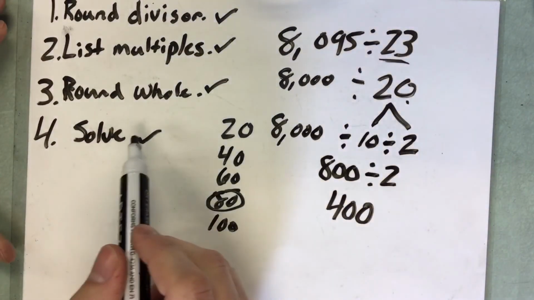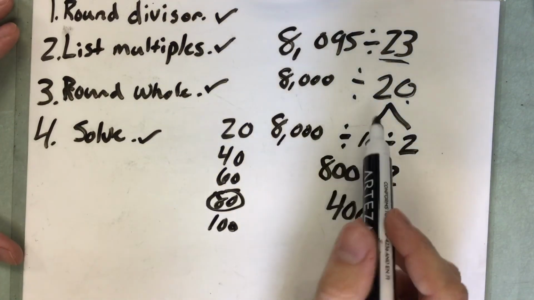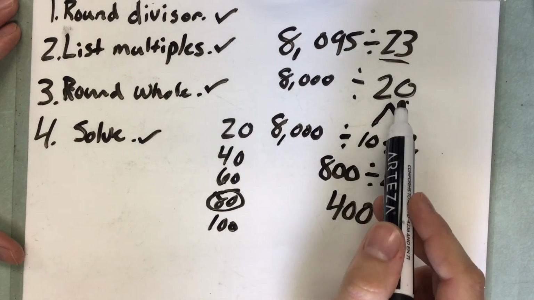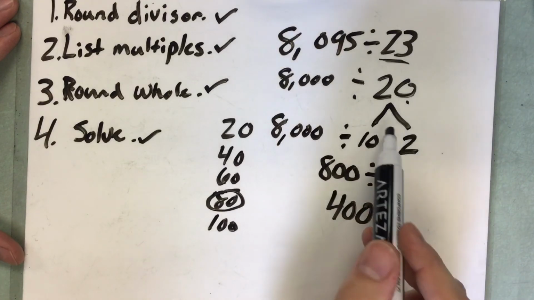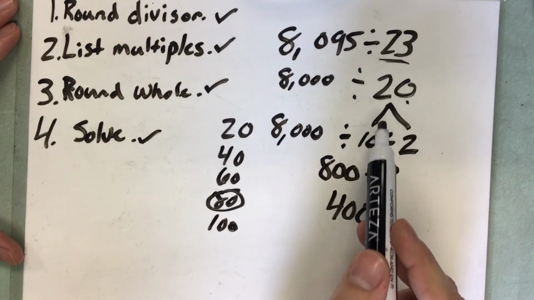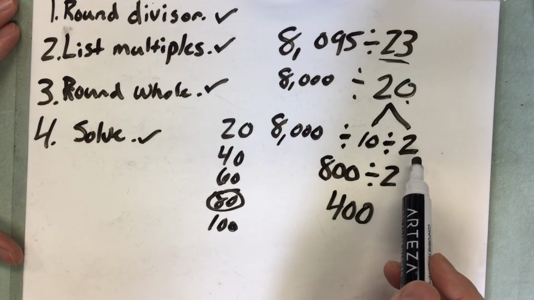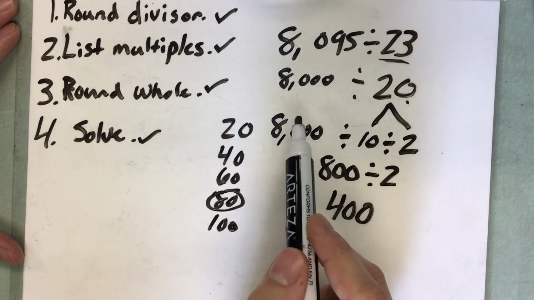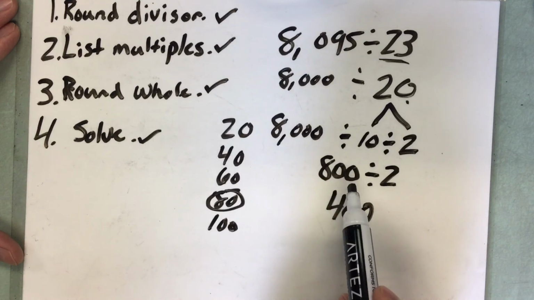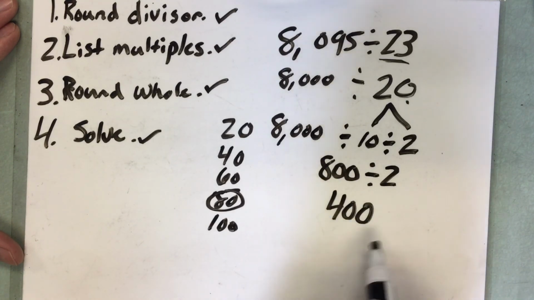Once I've done that and rounded my whole, it's just simply solving the problem, and you can either do that through mental math, or you can break it apart and say that 20 is the same thing as divided by 10 divided by 2. Divide by 10 first, that changes 8,000 to 800, and then divide that by 2 and you get 400.